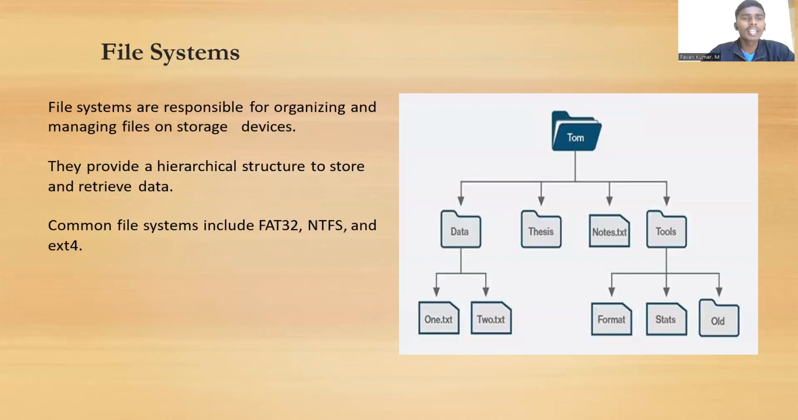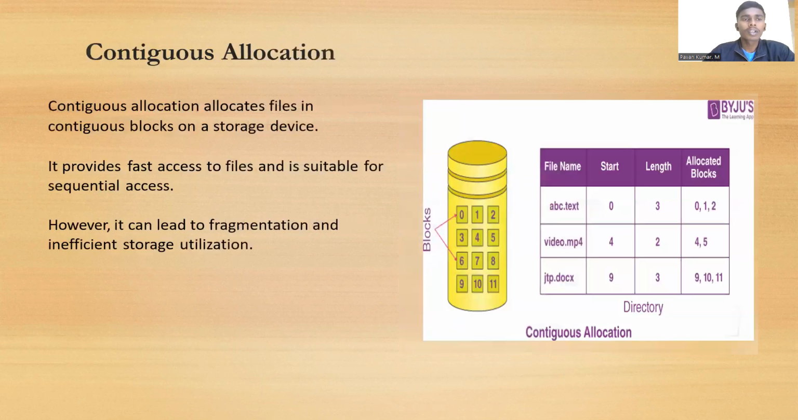What is a file system? It is responsible for organizing and managing files on a storage device. They provide a hierarchical structure to store and retrieve data. Common file systems include FAT32, NTFS, and ext4.